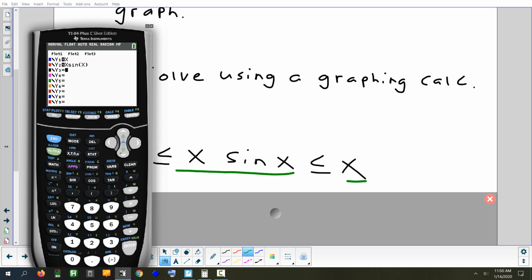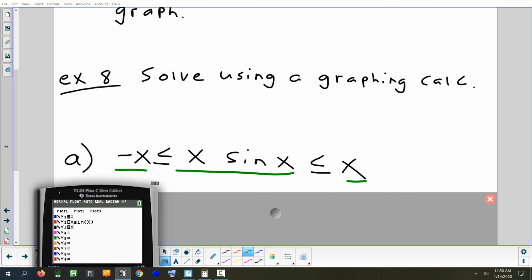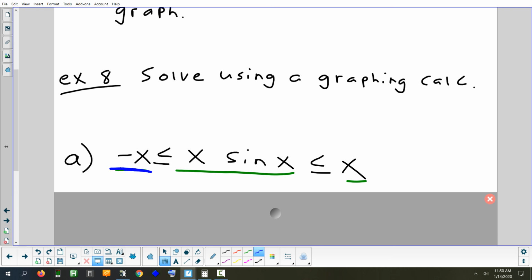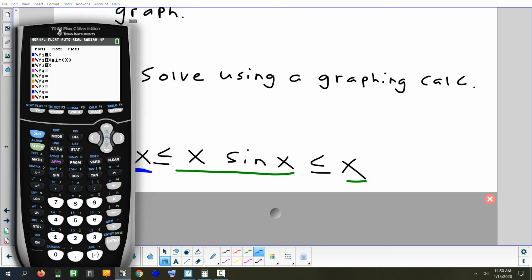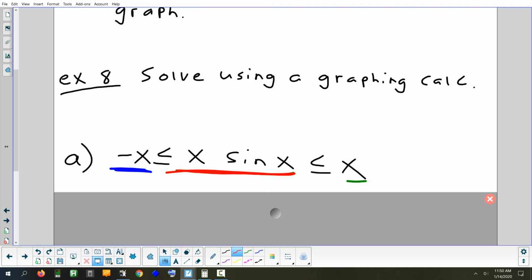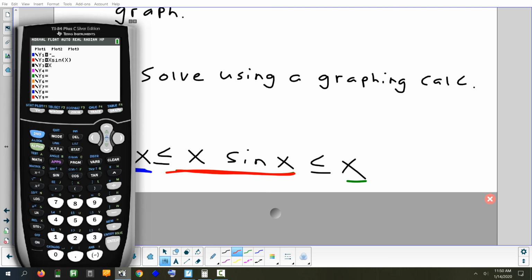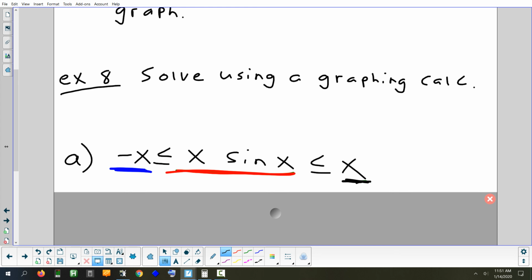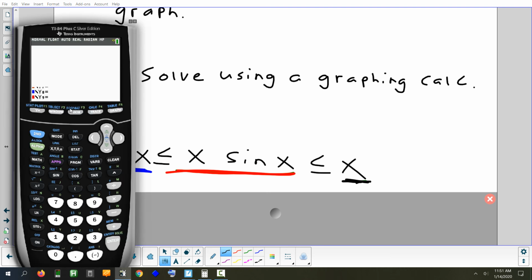And let's put in x. So what we're going to be looking for, if we want to think about it color-wise: negative x, I'll fix that. Negative x is going to be in blue. x sine x is red. And the last one is in black. So what we are looking for is where the graph in red is above blue or equal, but under the black. And let's just do zoom 7.